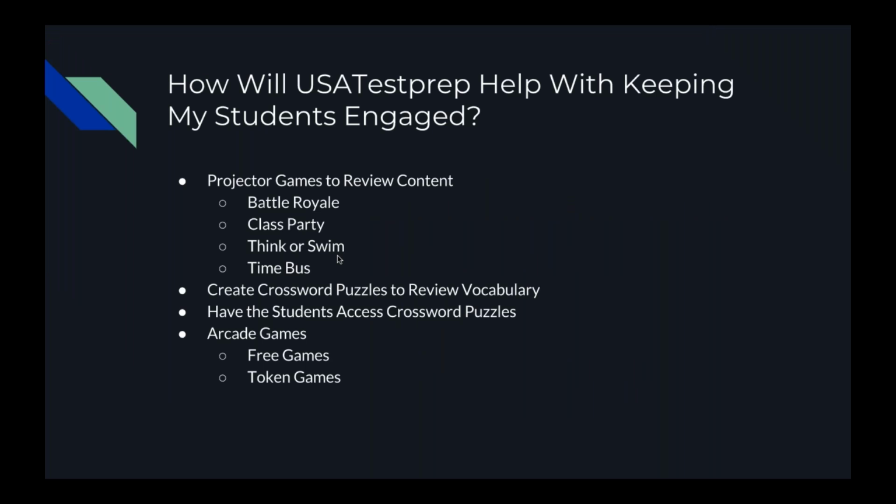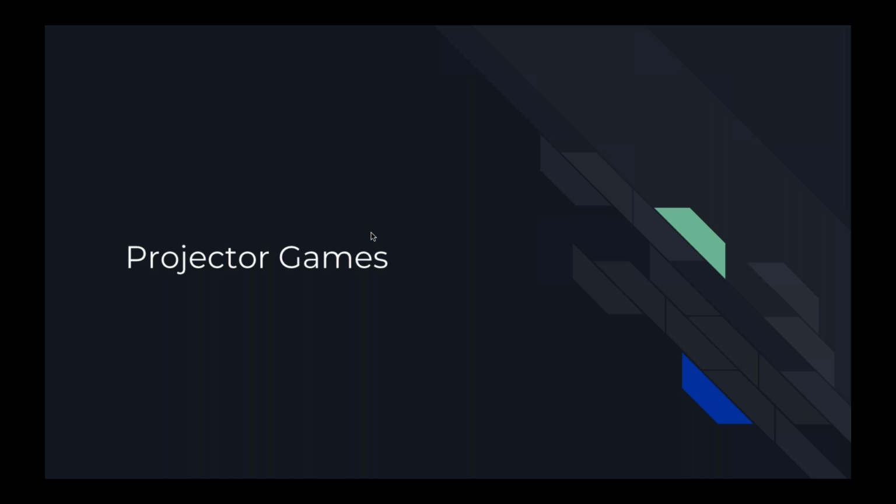So we're going to be looking at our projector games to review the content. We have 4 different review games available. We're going to look at ways that you can create crossword puzzles to review vocabulary, or you can have the students accessing the crossword puzzles from their end. So you can either create them or the students can work on them. And then we're also going to look at our arcade. The arcade is a really fun thing that the students like. It's a rewards-based arcade based on their scores on their assignments and independent work. So we're going to start out by looking at the projector games.